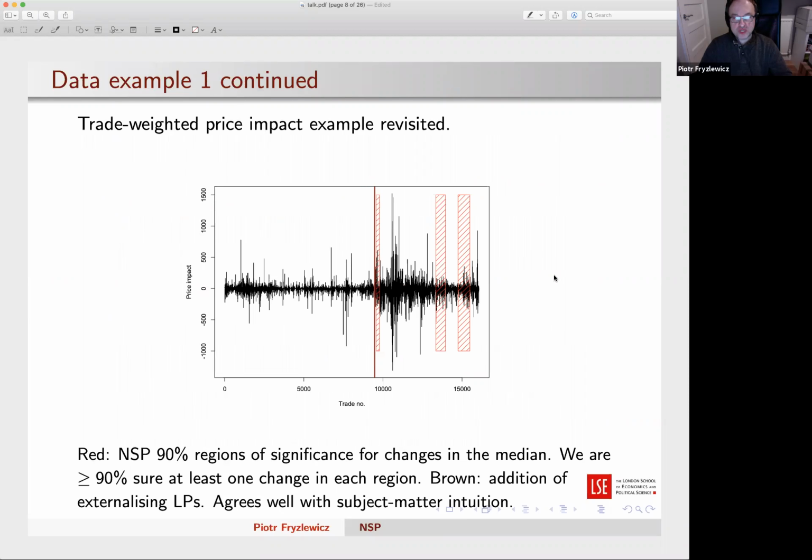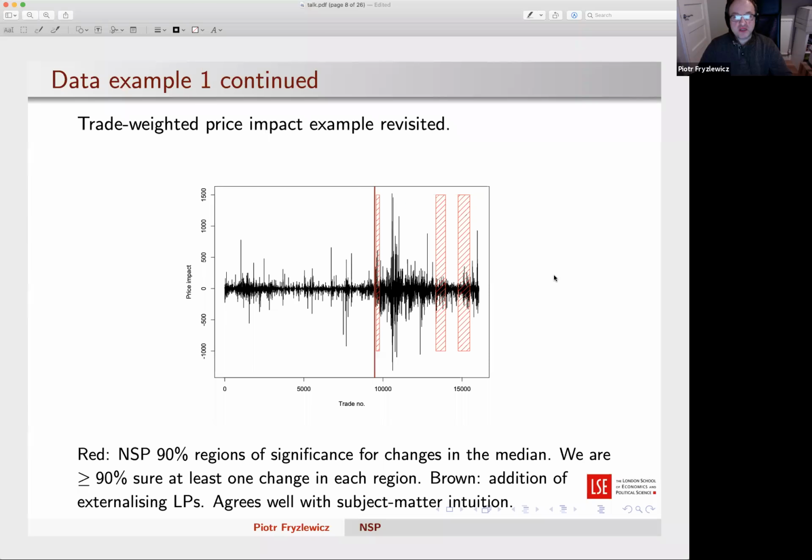So what are those red regions? The red regions are intervals in the data where NSP, Narrowest Significance Pursuit, has decided that there must be change points in the median of my data at 90% significance level. So in other words, we are 90% sure that there must be at least one change point in the median of my data in each of these intervals, in interval 1, 2, and 3.